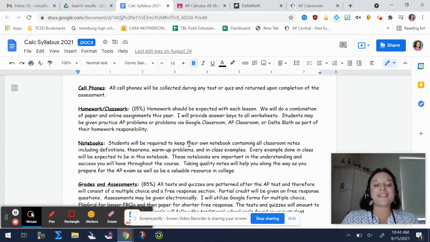I don't talk too much about cell phones in this class. I do have a holder whenever they're taking a test to put it in, but other than that, I just ask that while I'm teaching, they're listening to me, and they are amazing with that.